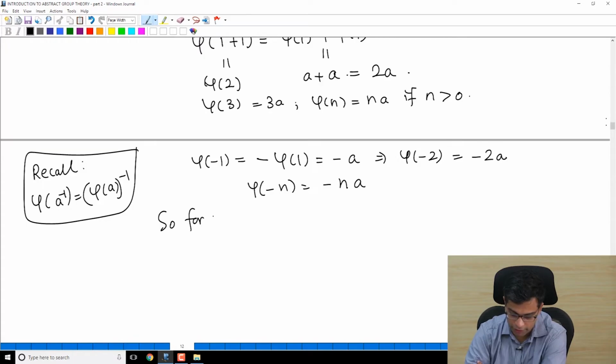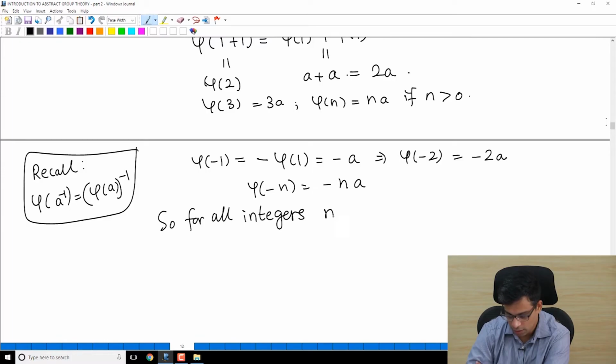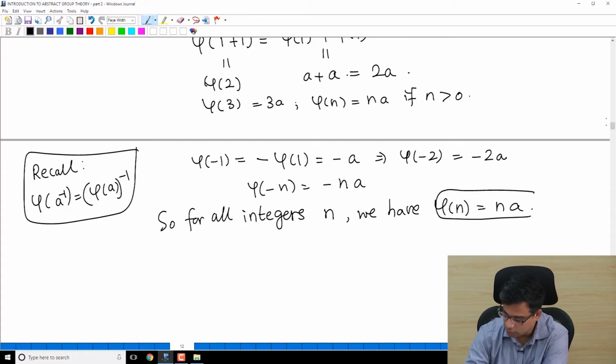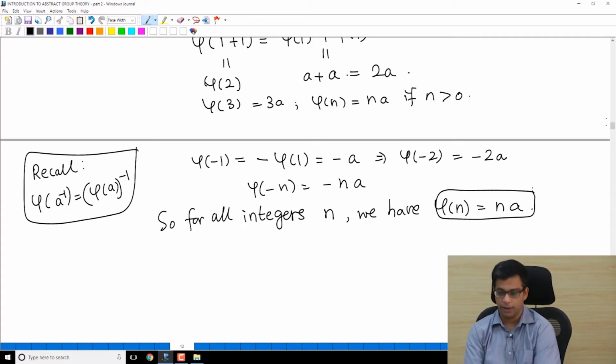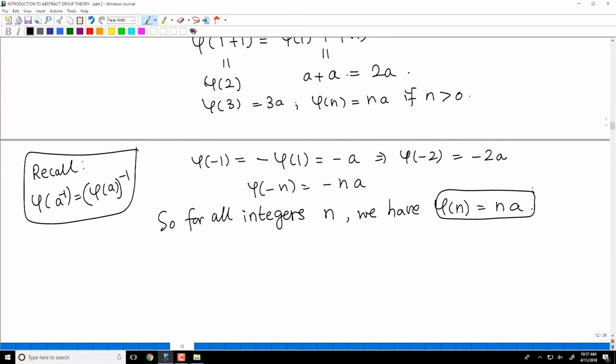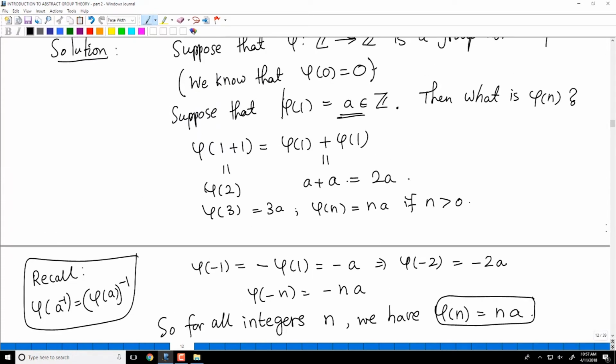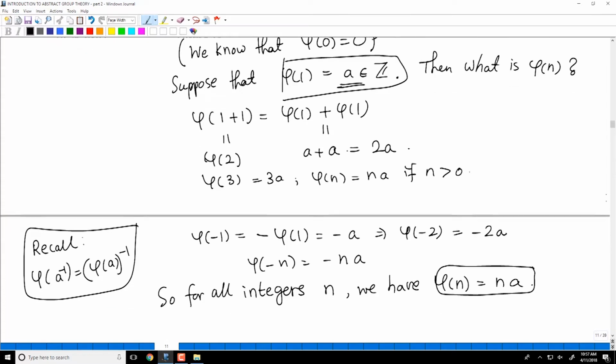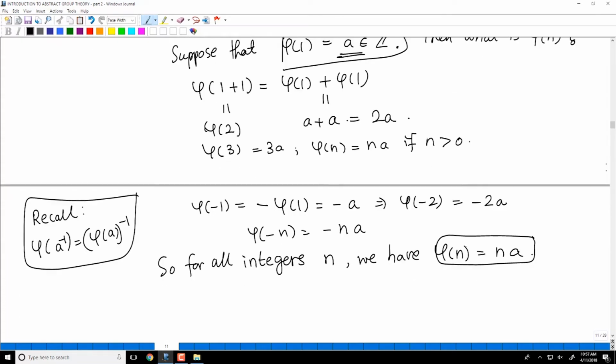So for all integers now, not just positive integers, for all integers n, we have phi of n is na, right? So let's take a minute to think about what this means. I have only prescribed what is phi of 1, and I called it a. It's some integer, I called it a. But then I have no choice on what the other images should be. Once I determine what phi of 1 is, I am forced to have phi of n equals na.